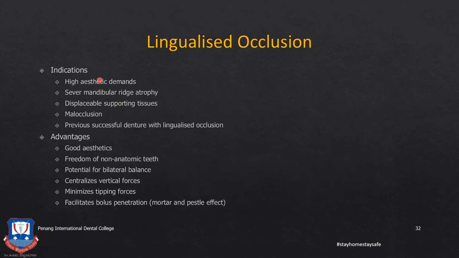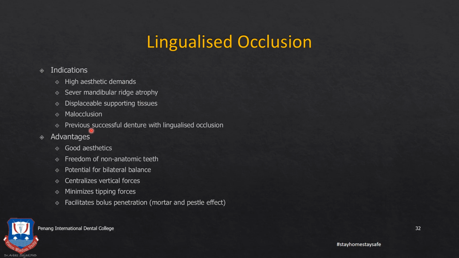Indications of lingualized occlusion are when there is high aesthetic demand, when there is severe mandibular ridge resorption, when there are displaceable supporting tissues like thick mucosal biotype, flabby ridges, or traumatic ridges, and when there is malocclusion, that is, we find class 3 or class 2 relationship. Most of the indications are similar to monoplane occlusion.